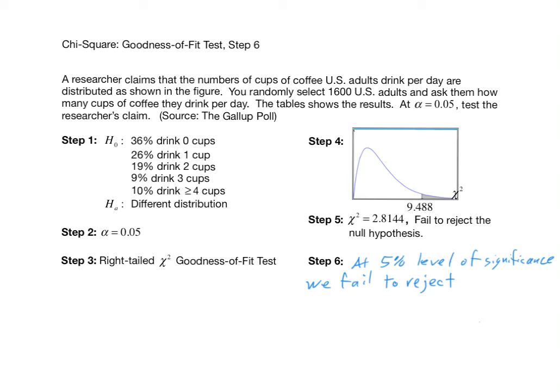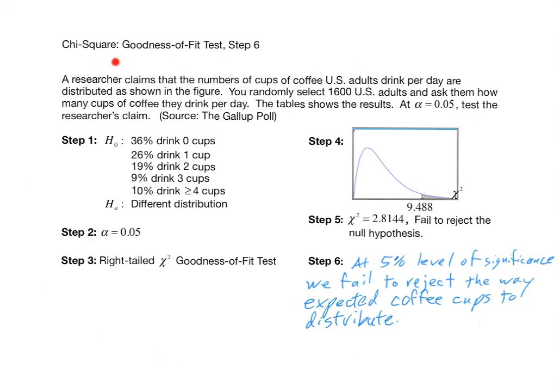And instead of writing this all down again, let's just simply say the way they expected the cups of coffee to be distributed. So at 5% level of significance, we fail to reject the way expected coffee cups to distribute. We've already written it down in H0. It's laborious, so we can save a little time here, as long as we've got it in here at one point. So this is our step 6, and now this is the complete entire problem.